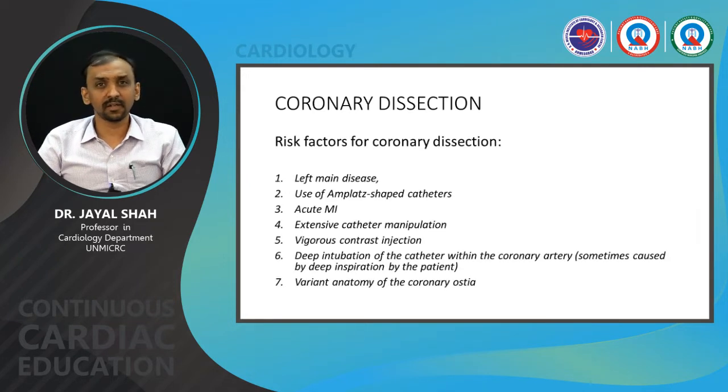So there are different risk factors for coronary dissection. Chiefly among them are left main disease, use of Amplatz catheters, acute MI, extensive catheter manipulation or vigorous contrast injection, deep intubation of the catheter within the coronary artery, or variant anatomy of the coronary ostia.